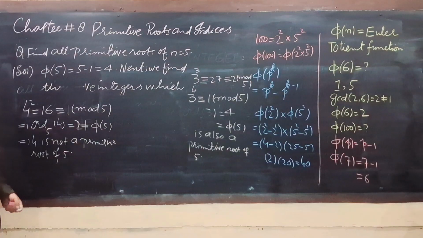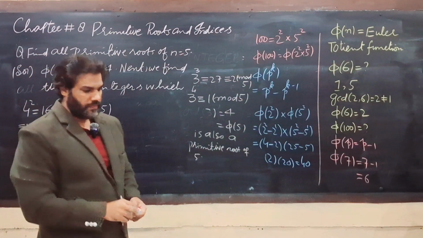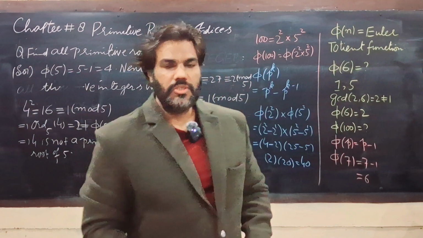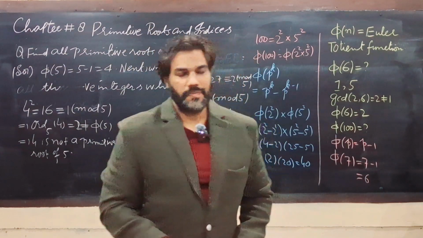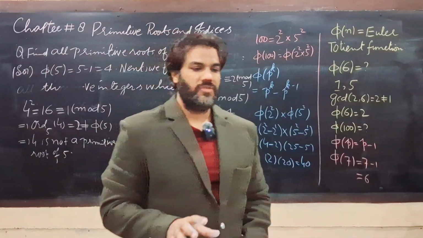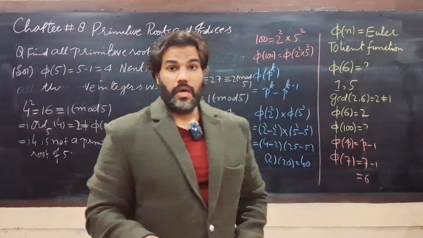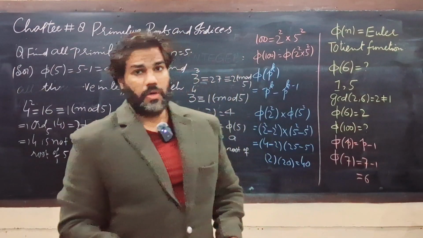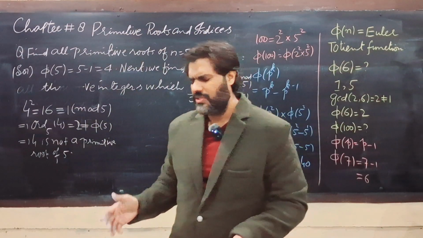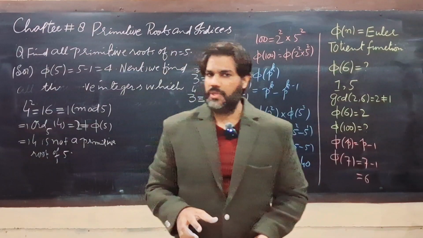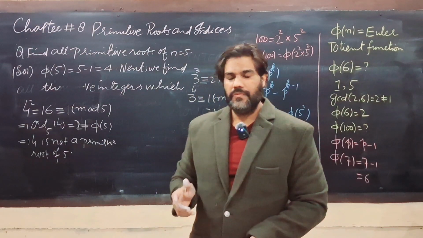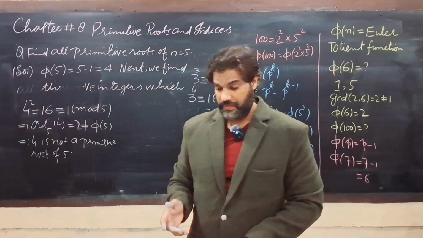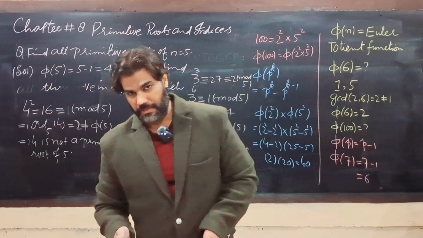So this is the concept to find the primitive root of any integer. You have to just find all those integers which are relatively prime to a given integer, and then you have to find the successive power of all relatively prime integers, and check the order of that integer. If the order is simply equal to phi of n, then we say that integer is a primitive root of the given integer. So this is the simple concept.